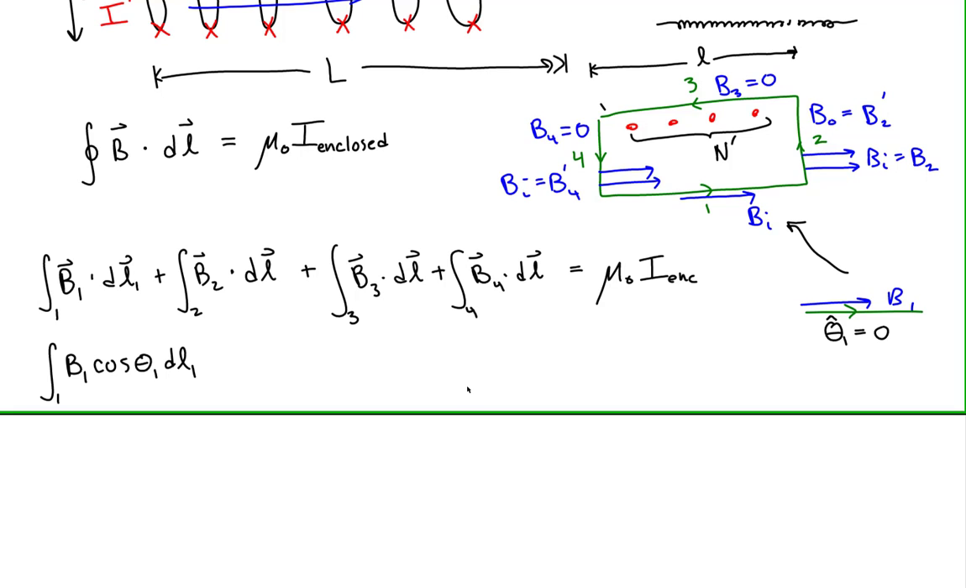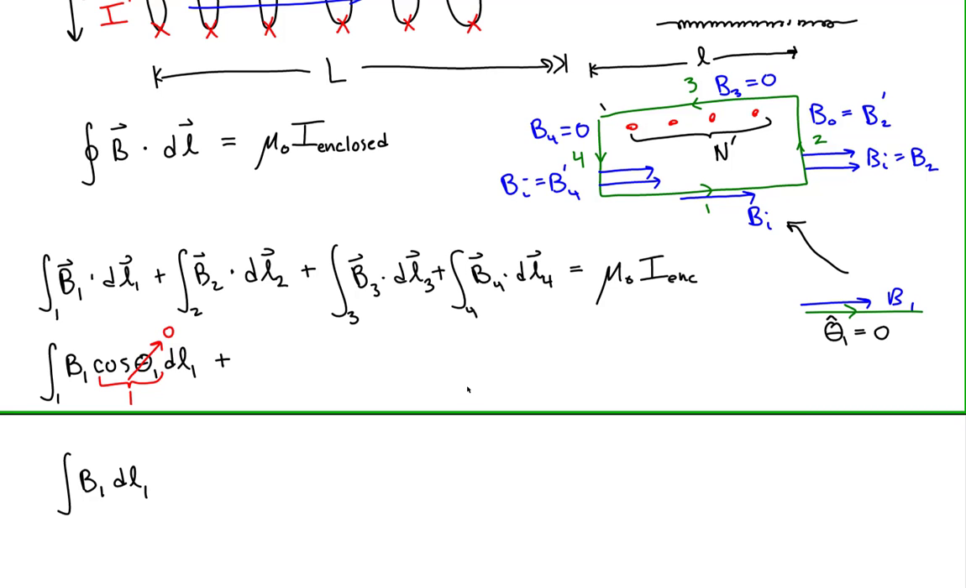I'll go ahead and, for clarity, use a subscript to represent the length elements on each of the segments of wire to just emphasize that we are only integrating along that segment of wire. So for path 1, theta is equal to 0, the cosine of 0 is equal to 1, and this gives us the integral of B1 dl1 for the line integral along path 1.